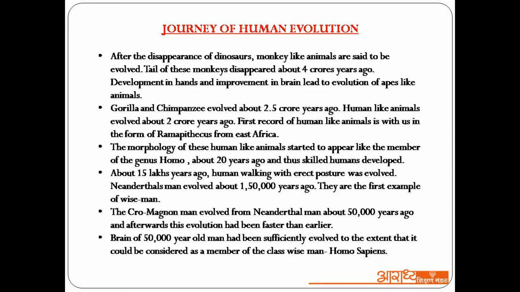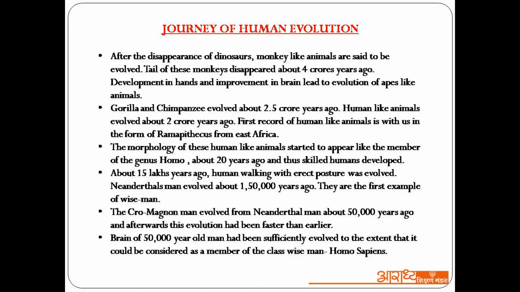The first record of human-like animals is with us in the form of Ramapithecus from East Africa. The morphology of these human-like animals started to appear like a member of the genus Homo about 20 years ago, and thus skilled humans developed. About 15 lakh years ago, humans walking with erect posture evolved.